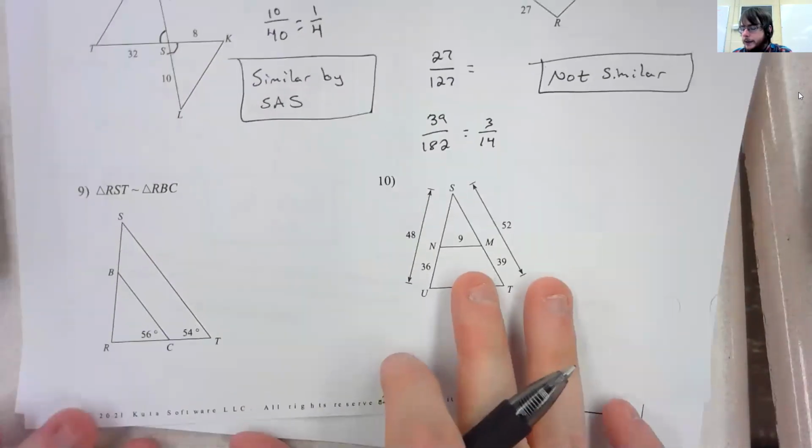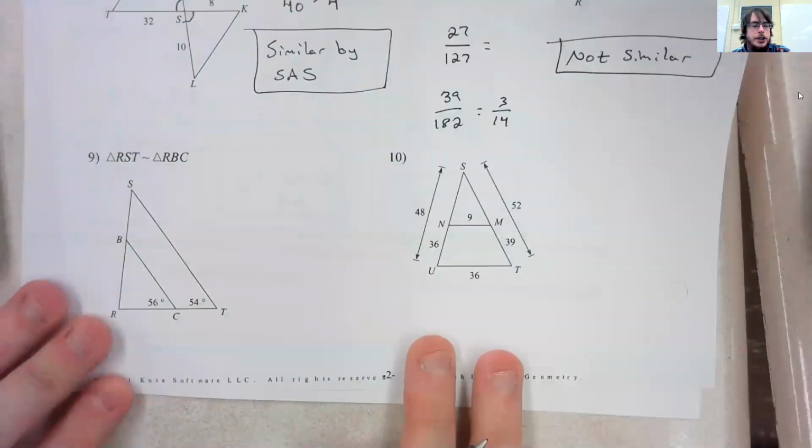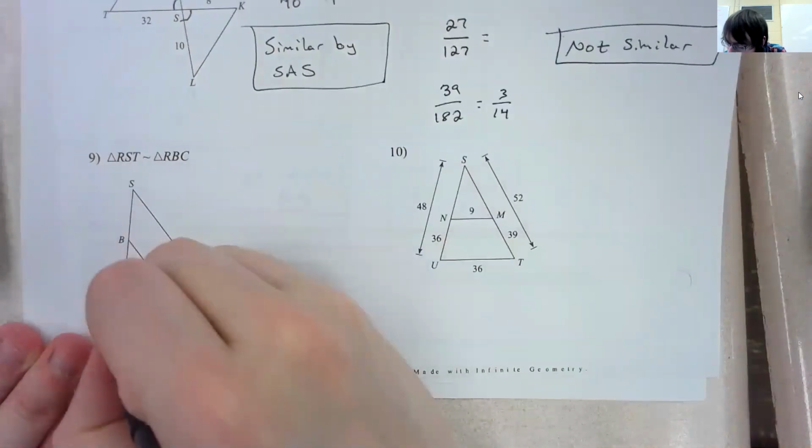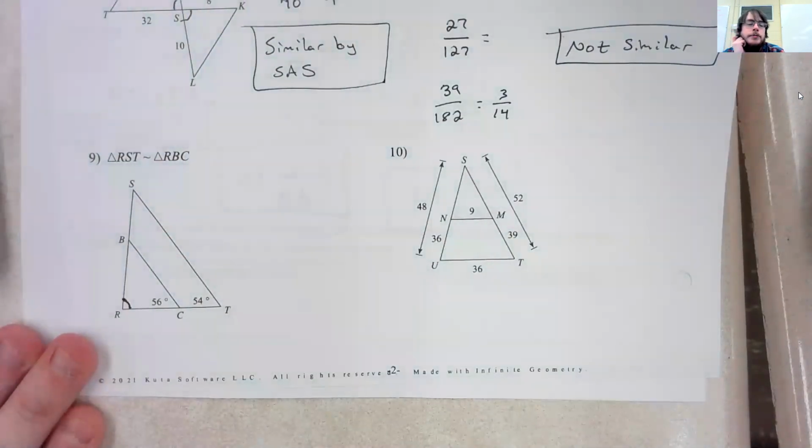Number 9, we have 2 overlapping triangles here. And so we know that angle R is the shared angle. So we have 1 pair of congruent angles. Now we don't have any sides labeled here. So we're not going to be able to use side, side, side, or side angle side. However, we are going to be able to use AA if we have another pair of congruent angles.